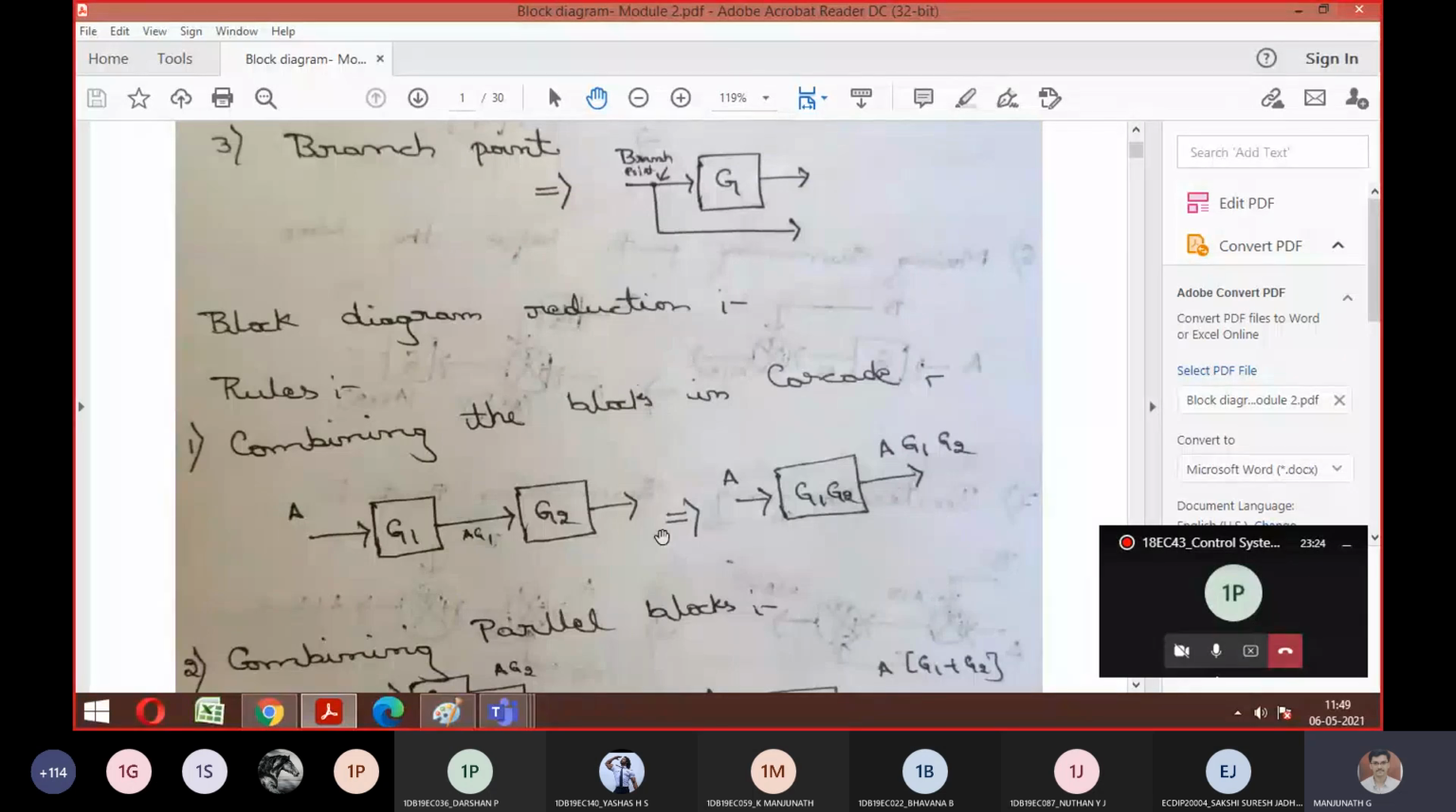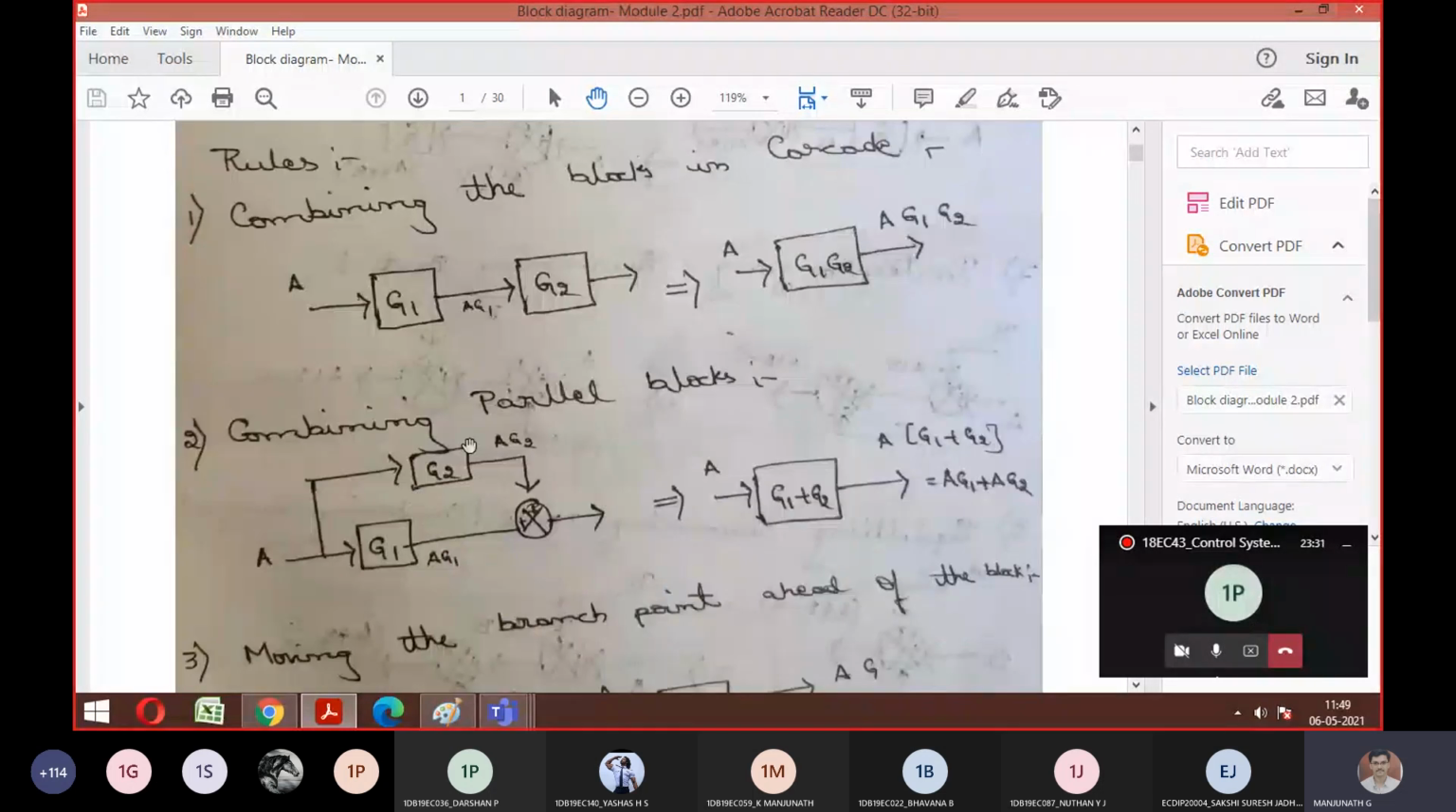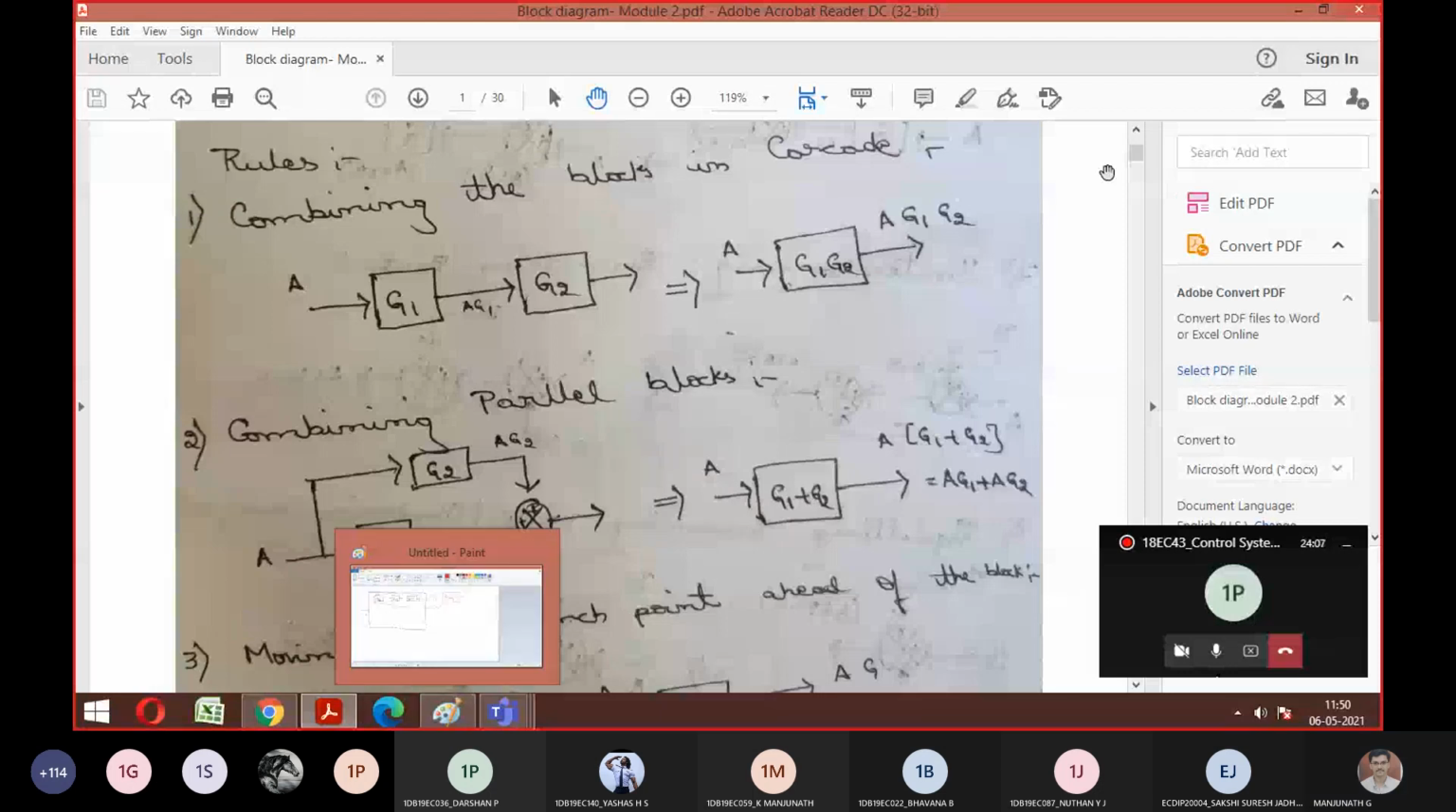In the same way, if you find any parallel combination, you can look here. What is this? The cursor is moving. What is it called? What is the name I gave for this diagram? Summing point. Good. So whenever you find blocks in parallel, I can reduce it to a single block called G1 plus G2. Is it fine? Rule number 2 is okay. Series means multiplication. Parallel means addition. Okay to everyone?